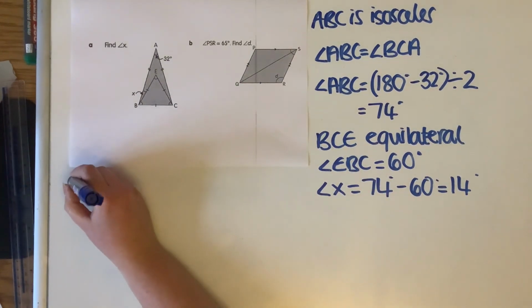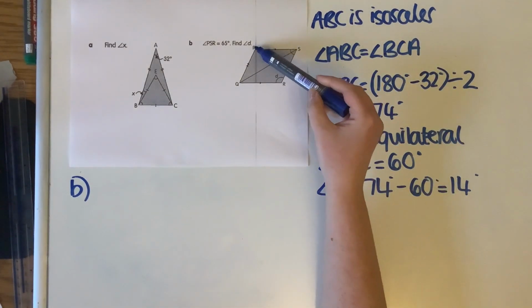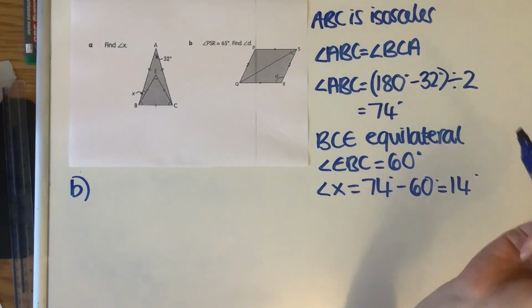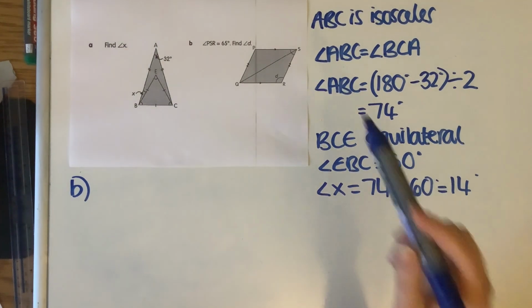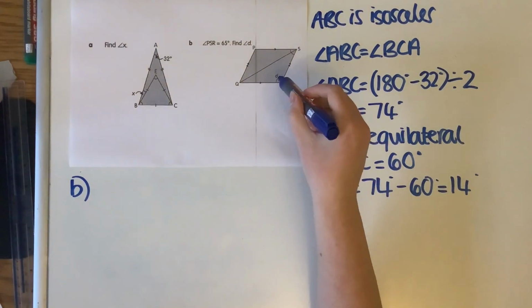And then B, which I have to do underneath here, this time I've got a rhombus. So I'm told that the angle PSR equals 65 degrees, and I need to find D.